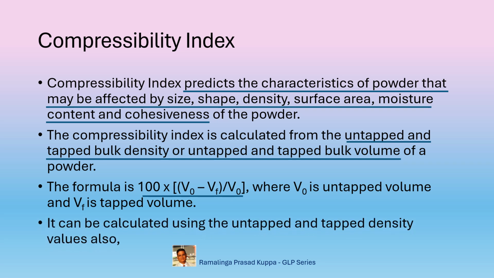It can be calculated using the untapped and tapped density values also. Mass divided by volume will give the density values. So instead of apparent volume or untapped volume and tapped volume, the density can be used. Sample weight divided by the volume occupied by the powder will give the density values.